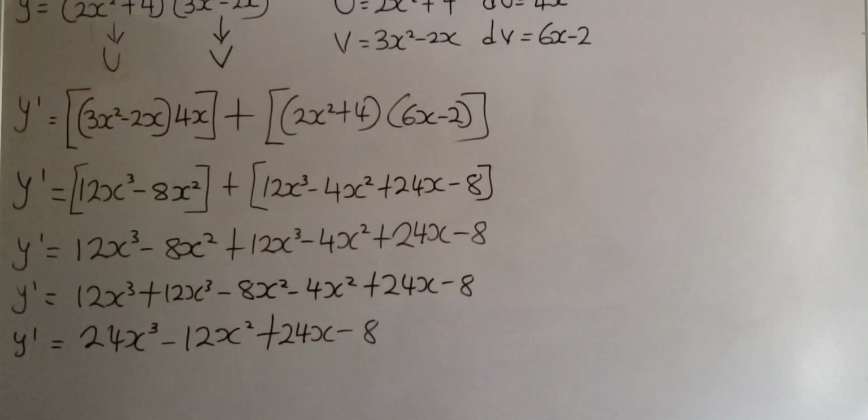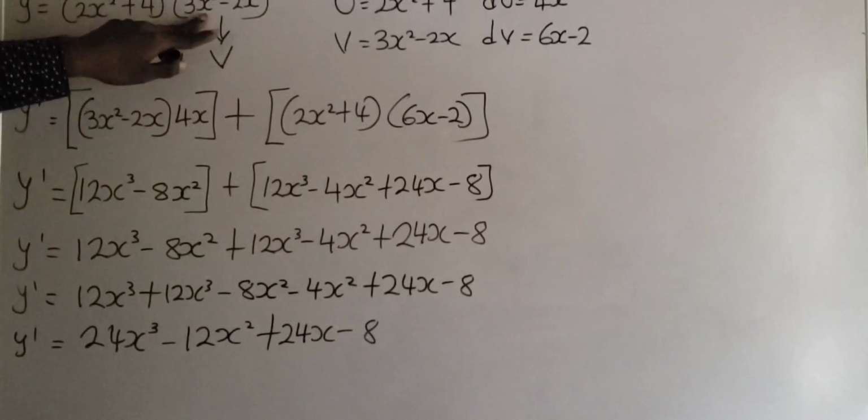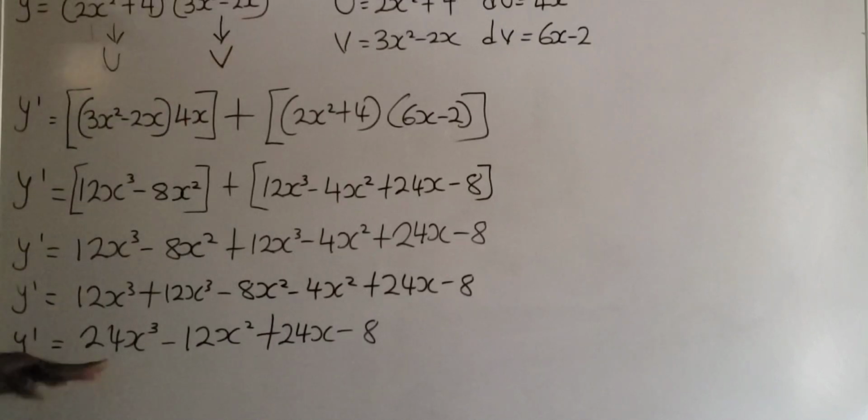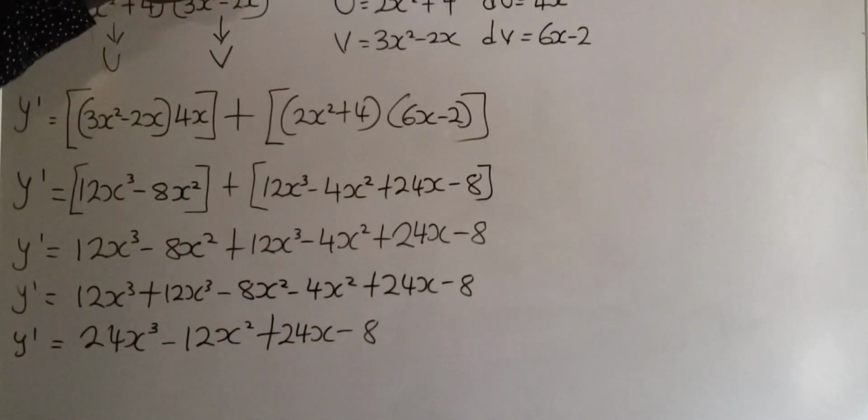So now the derivative of y is equal to 2x squared plus 4 multiplied by 3x squared minus 2x is 24x raised to the power of 3 minus 12x raised to the power of 2 plus 24x minus 8. You understand? Now, when you are told to differentiate a function that has two parts and the two parts are multiplying each other, the first step is that you are going to identify your u and v. Then you are going to make use of the product rule formula. Do you understand? Now, let us have another worked example.